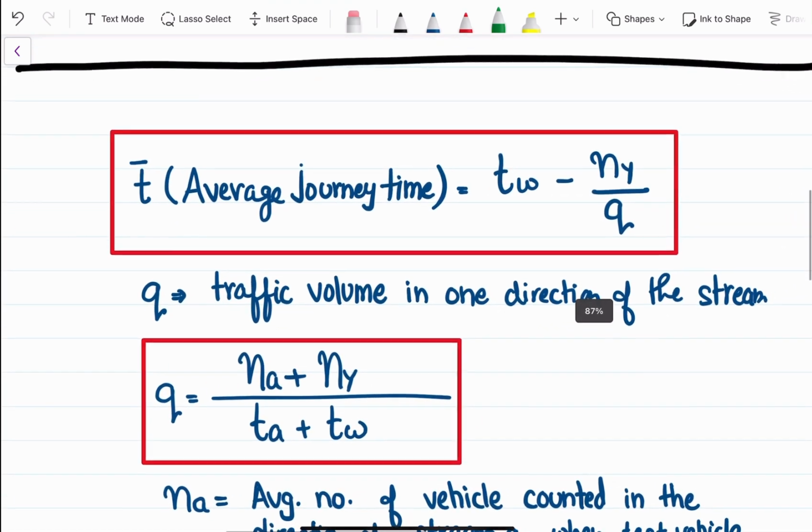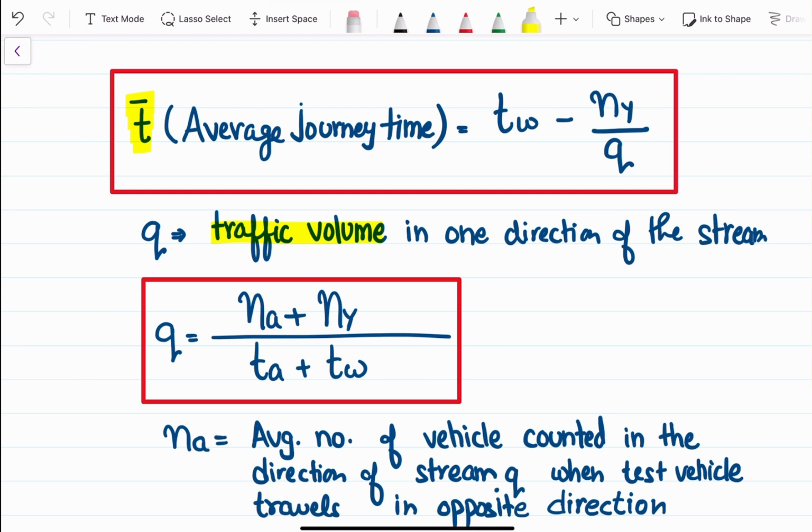We have discussed the journey time and running time in the previous videos, so you can refer to those videos regarding the journey time, running time, journey speed, running speed, and likewise. The average journey time, denoted by T bar, is found using the formula TW minus NY by Q, where Q is the traffic volume in one direction of the stream. That is, one direction is considered, and in that direction a traffic volume is found.